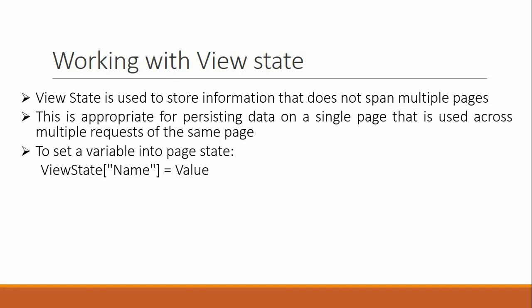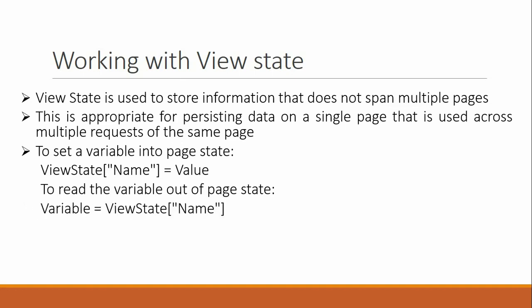So here, view state, application state, and session state are all three associative arrays. You can see the example there: view state of name equal to value. That's all. This is how you set the value inside a view state. So how do I get the value? You put a variable and say it is equal to view state of that name. That's it. It's like putting I is equal to 10. How do I get the value as 10? Put I. That's all.